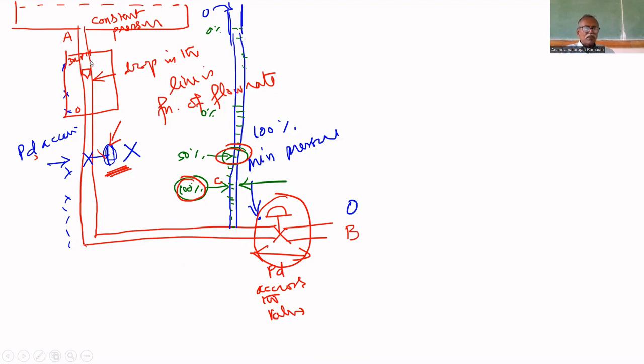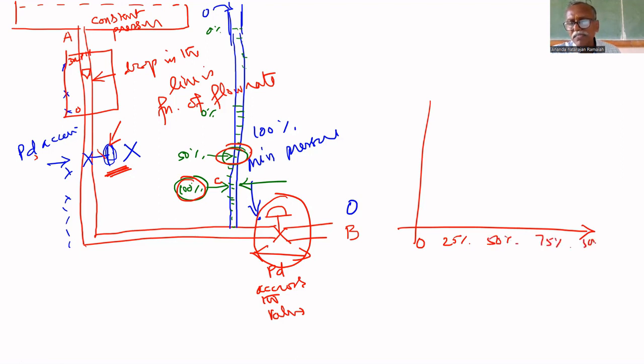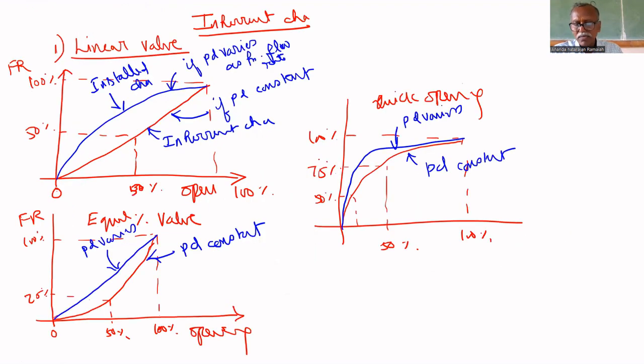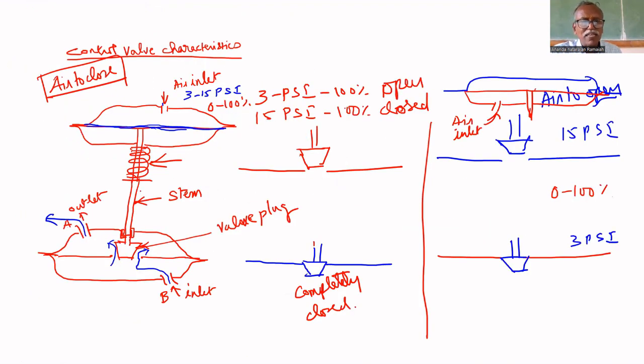Here, you can notice the rotameter flow rate. If you draw that characteristics, you make the opening 0%, 25%, 50%, 75%, and 100%, or you can do 0%, 20%, 40%, 60%, 80%, and 100%. This can be easily done because one scale is fitted in the stem. There are 5 divisions, so the opening can be varied in 5 different ways: 0, 20%, 40%, 60%, 100%.